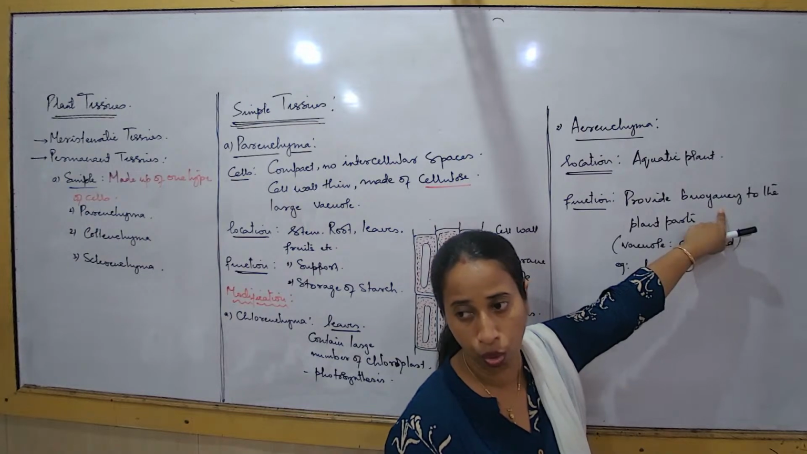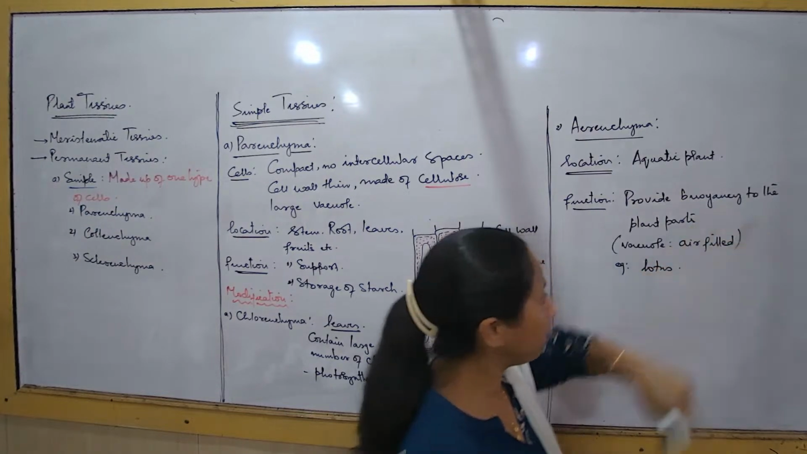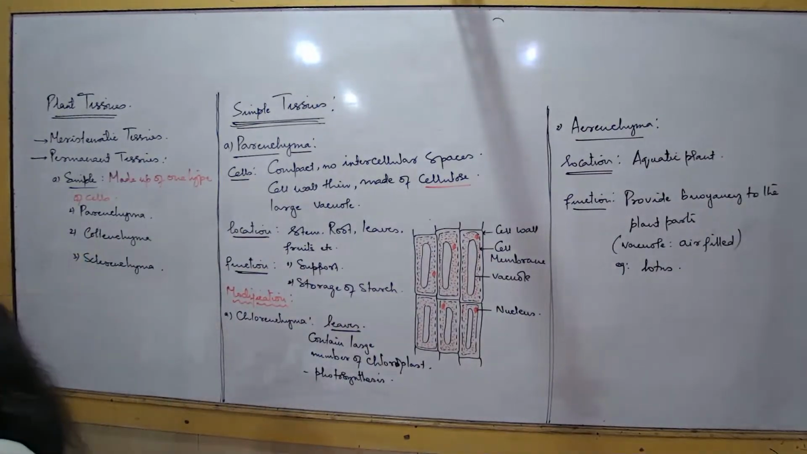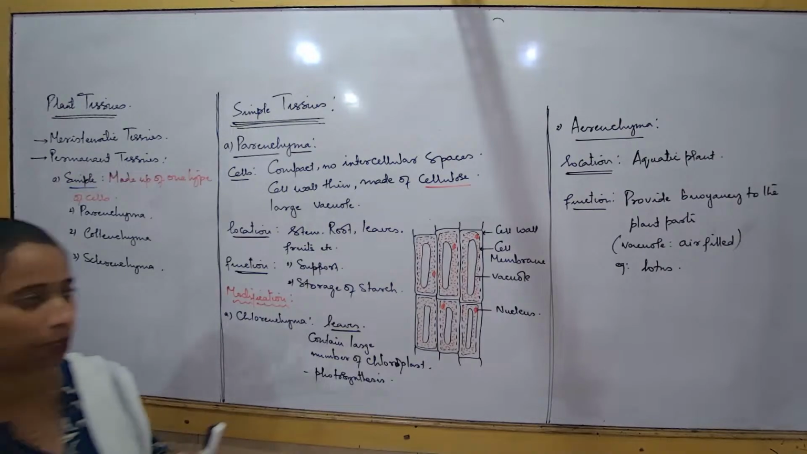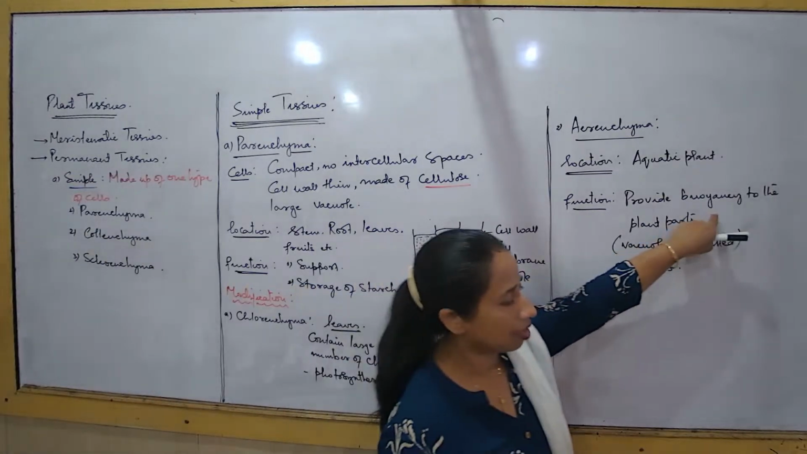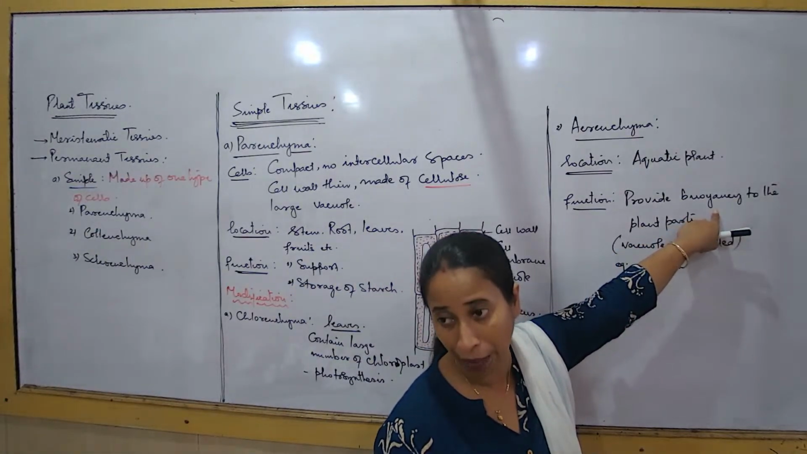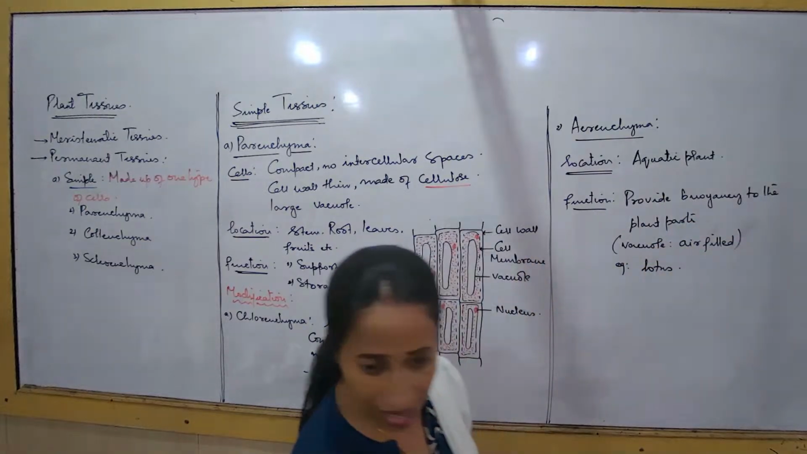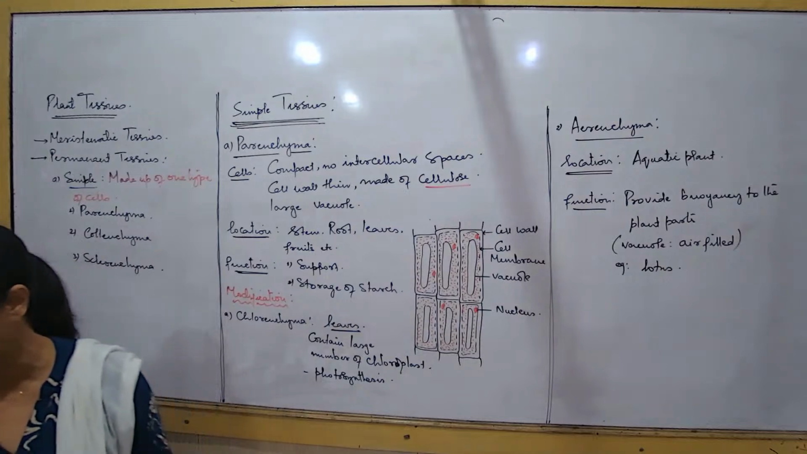Buoyancy. B-U-O-Y-A-N-C-Y. What is the meaning of buoyancy? The property by which particular structures would float on the surface of the water. Not sink, float on the surface of the water. So it provides a feature making the plant parts lighter so that they can float on the surface of the water. But what is the reason? Because the cells are air filled, not filled by the sap.